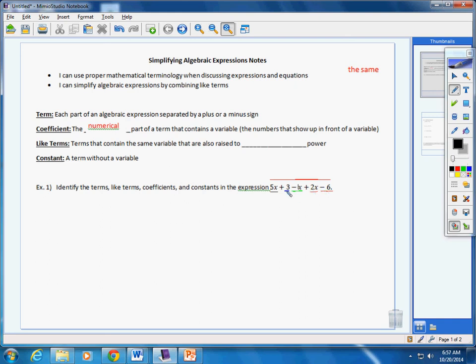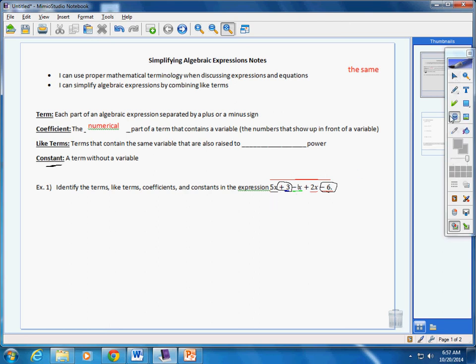Negative 6 and positive 3 are not coefficients. They are not the numerical part of a term that contains a variable because they don't have a variable. Okay, I'm going to circle those for you, negative 6 and positive 3 are constants. That's our fourth definition. That's just one of our terms that does not have a variable.